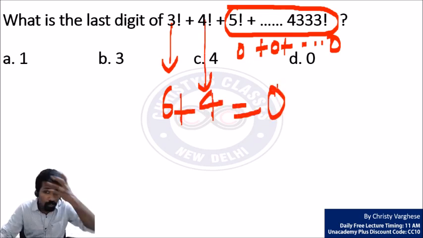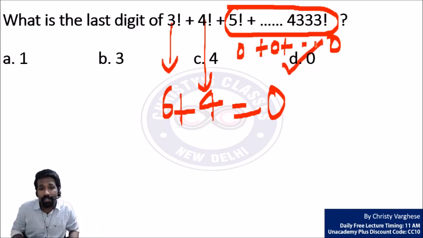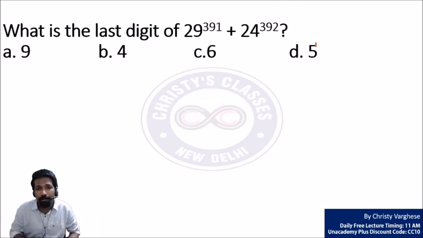6 plus 4 is 10, ending in 0, that is why option D is the answer. The remaining things are 0. Now the combination of powers can come. Combination of powers, try this.